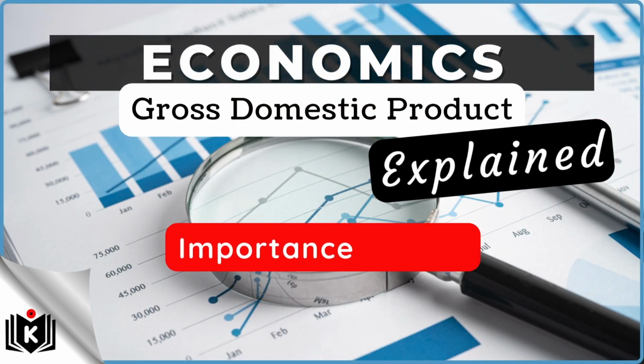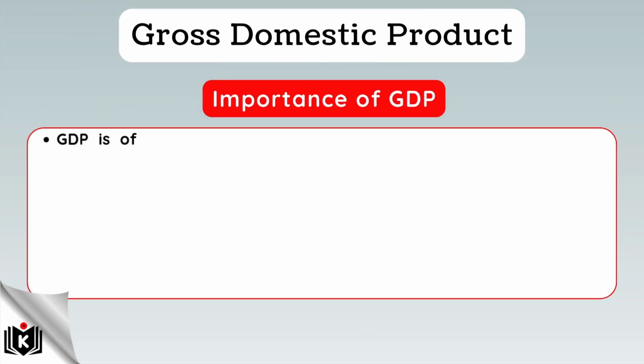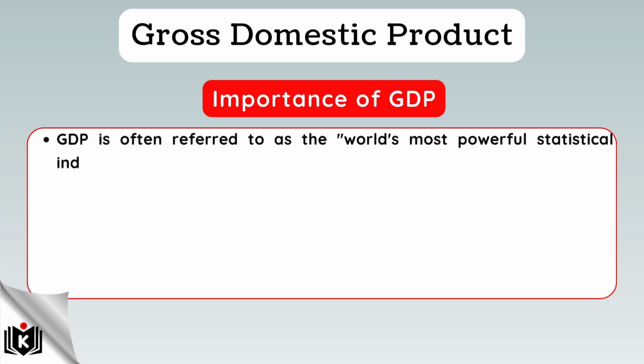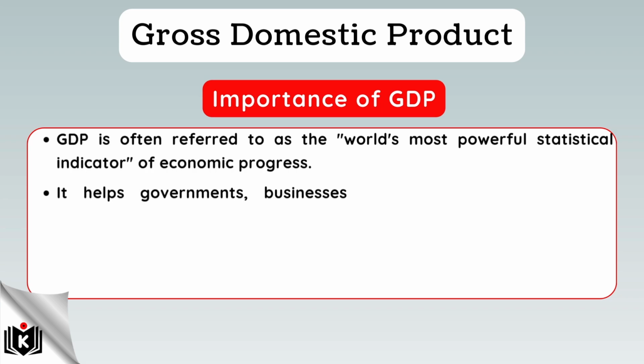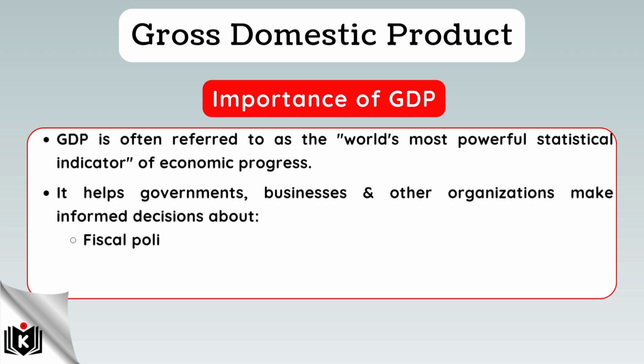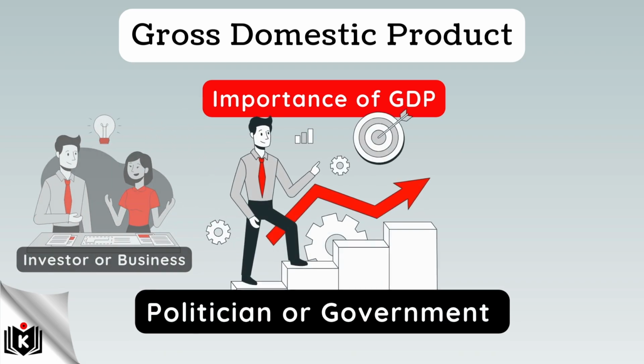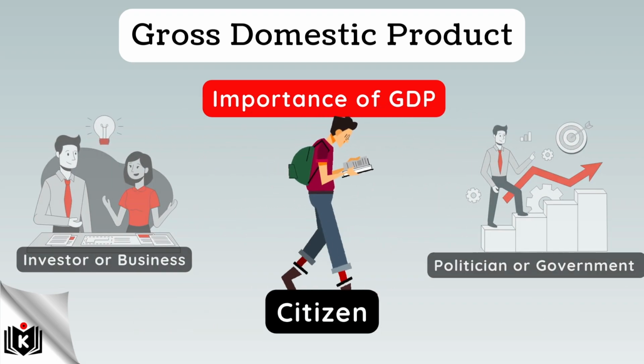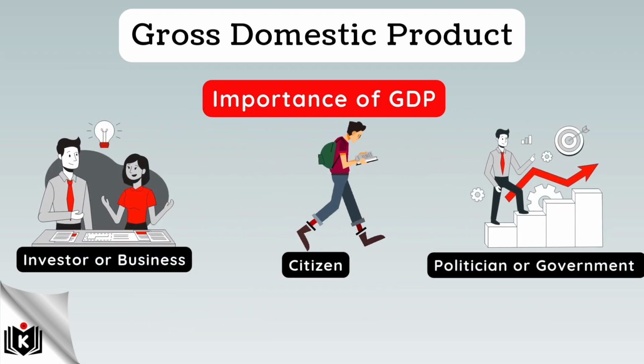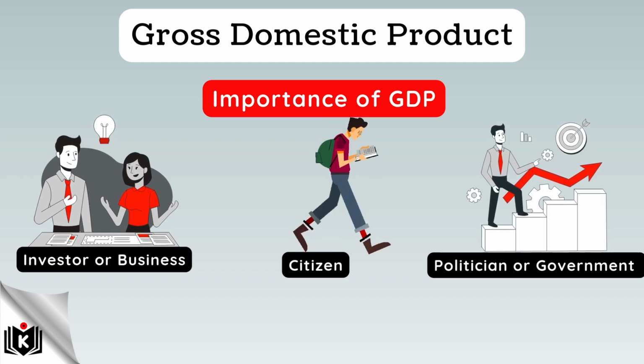So, why does GDP matter? GDP is often referred to as the world's most powerful statistical indicator of economic progress. It helps governments, businesses, and other organizations make informed decisions about fiscal policies, investments, and resource allocations. So, whether you are an investor or business, a politician or government official, or even a citizen, GDP will have an impact on your current decisions and your future plans.